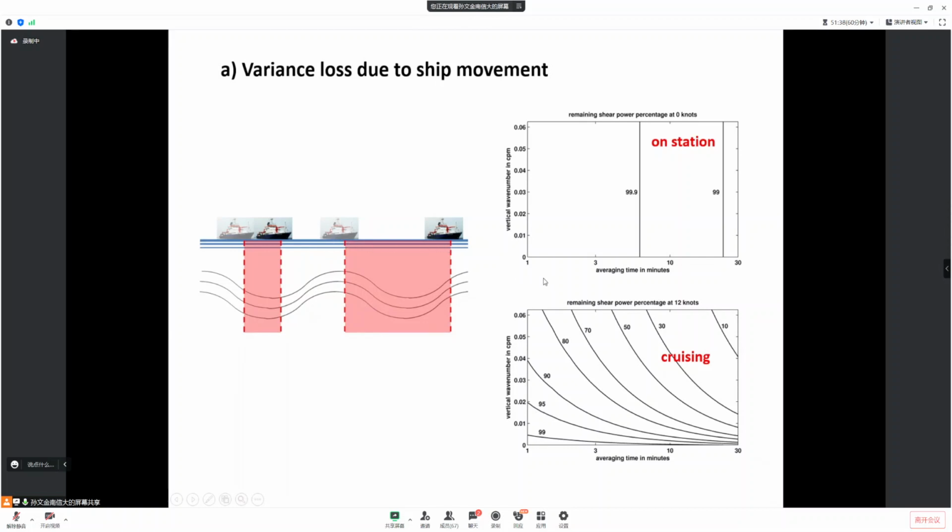interval of averaging directly. So on the right panels, you see that if we are on a station and not moving, it doesn't matter much which averaging interval you choose between 1 or 30 minutes. But when you're cruising, it matters a lot. So averaging 30 minutes would mean that we lose most of the shear energy that we can record through all these vertical wave numbers, especially the short ones. So to keep these losses at a minimum, we always try to stay at 1 minute averages.